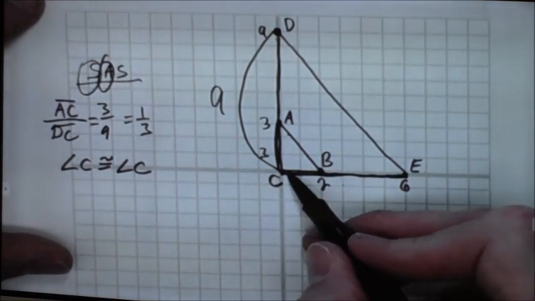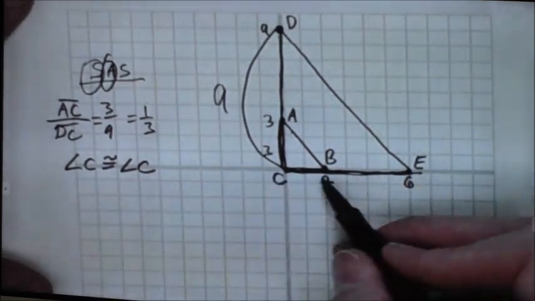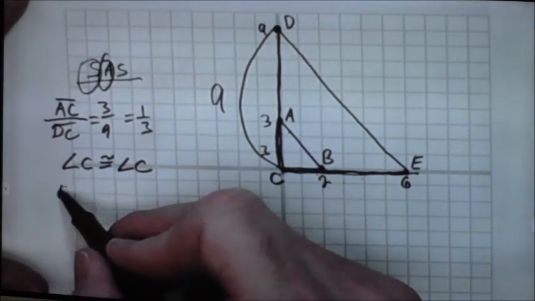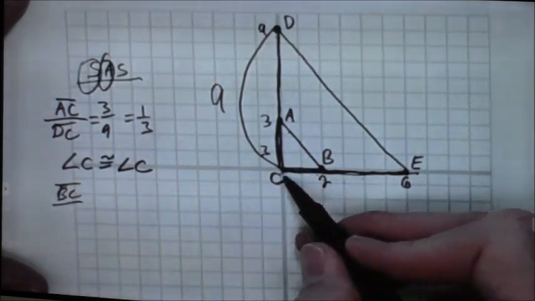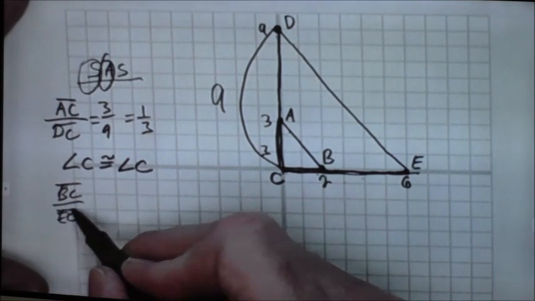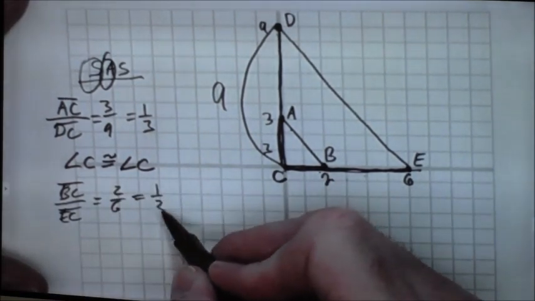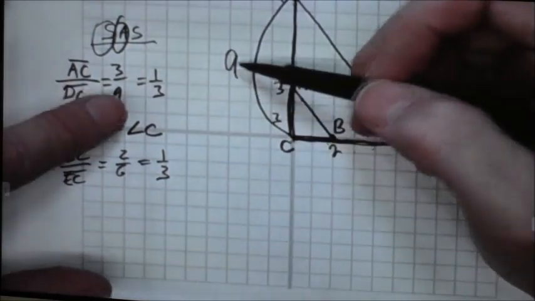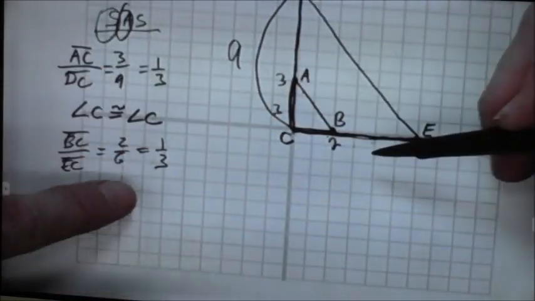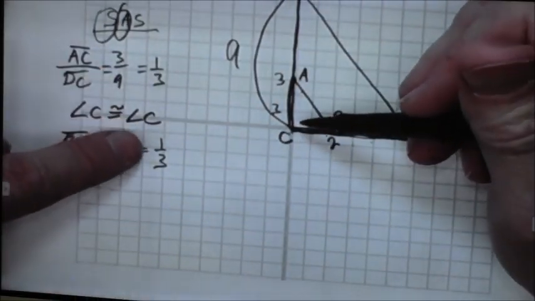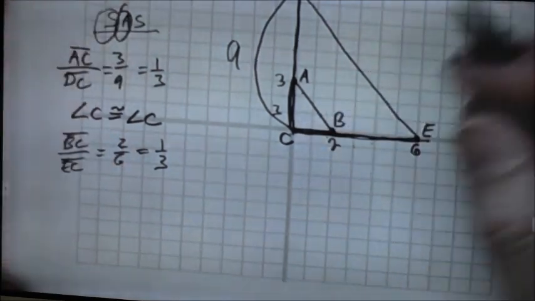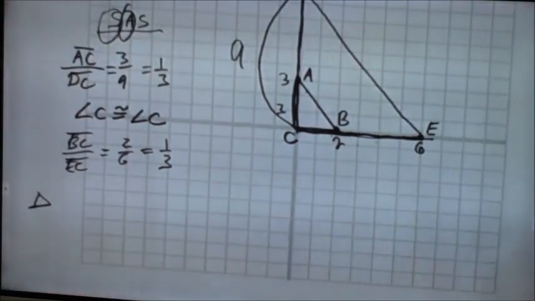And so it looked like I have 2 and I have 6. So B to C over E to C is 2 over 6, and that is 1/3. So these sides are in proportion to each other, and the angle in between them is the same amount. That's side, angle, side.